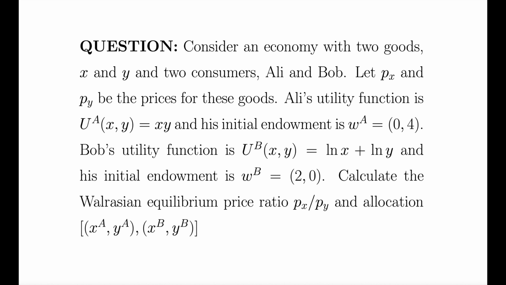Ali's utility function is given by this functional form, and his initial endowment is 0 for good X and 4 for good Y. Bob's utility function, on the other hand, has a different functional form as given, and his initial endowment is 2 for good X and 0 for good Y. Well, the question is, what is the Walrasian equilibrium X and Y and prices Px and Py?